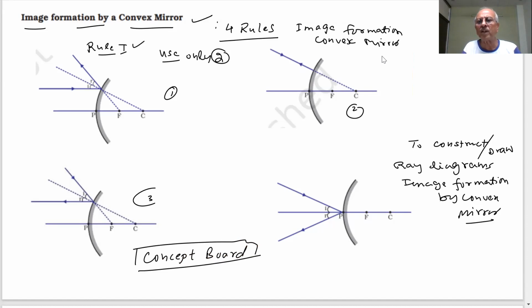Now you have already noted all these 4. Is there any doubt? Tell me. 4 rules. We have also shown you these for the concave mirror. Now we are coming to the question of image formation by the convex mirror.